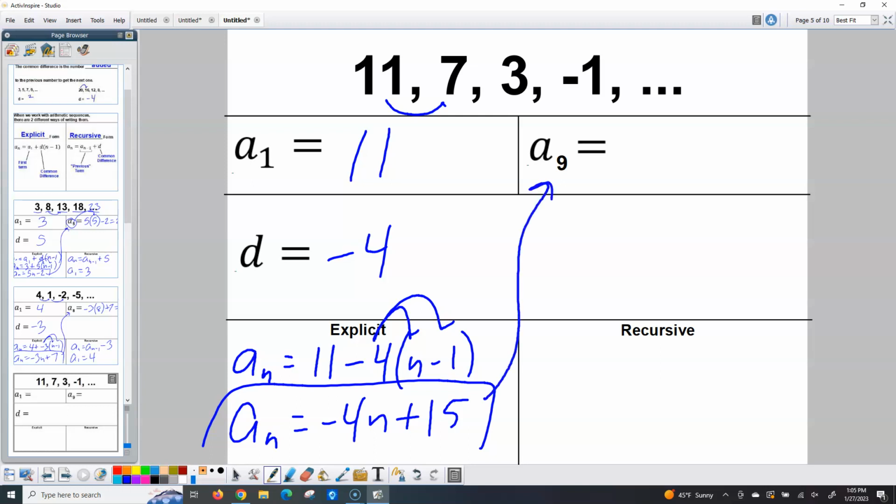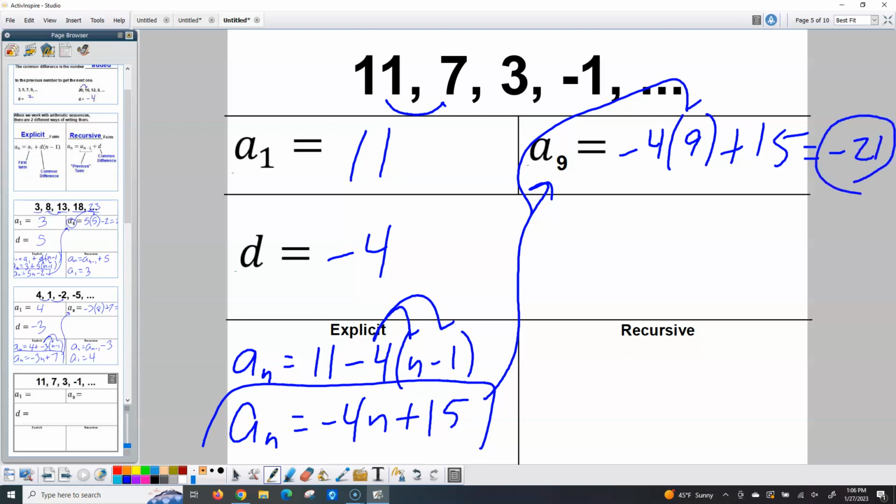And if I wanted to find the ninth term, I'm going to plug in 9 wherever that n is, right there, plus 15. So negative 4 times 9 is negative 36, and plus 15 I think is going to give you negative 21, would be the ninth term in that sequence.